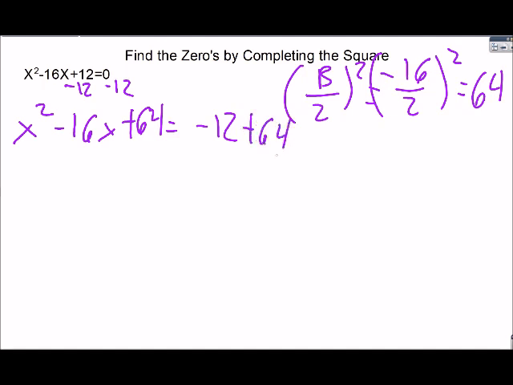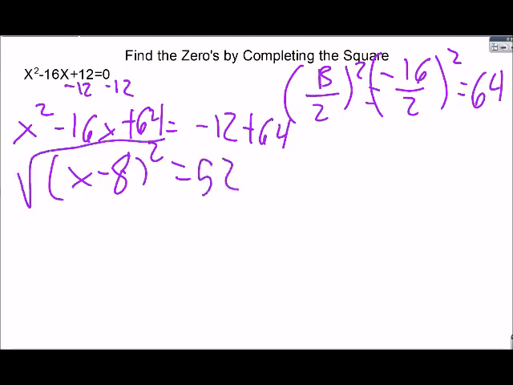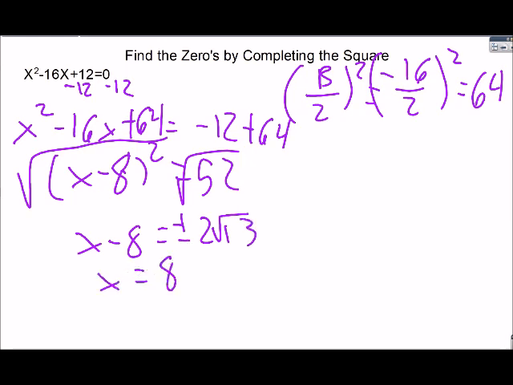So now that I have this, I can factor and then combine like terms over here. Then I can divide or square root both sides. And then I can move this 8 to the other side. So again, I would add these together and then subtract these together to find the two different x terms.